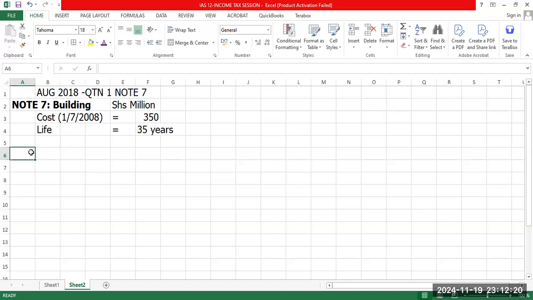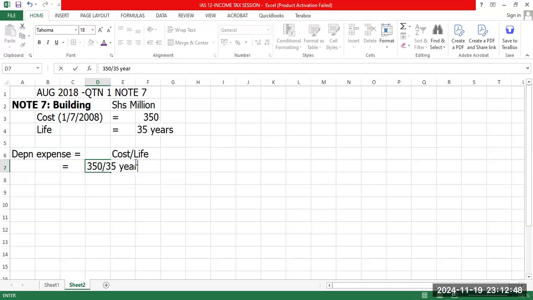as below, like this. Depreciation, what is our depreciation expense here? For depreciation, we are getting the cost over life. Okay. Which is 350 million divided by 35 years. What do you get? 350 divided by 35. Okay. And this is per year.